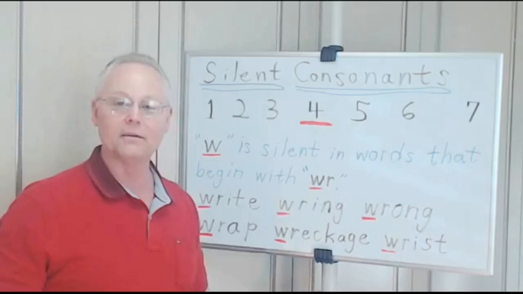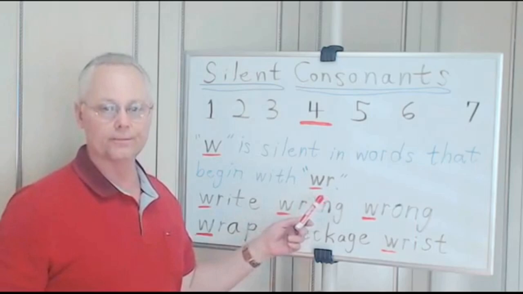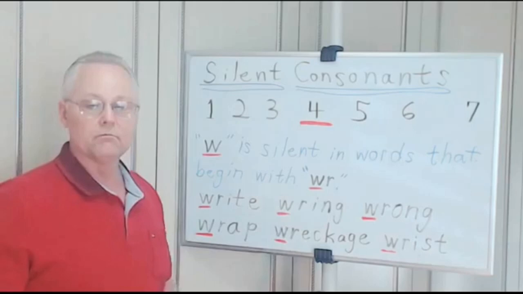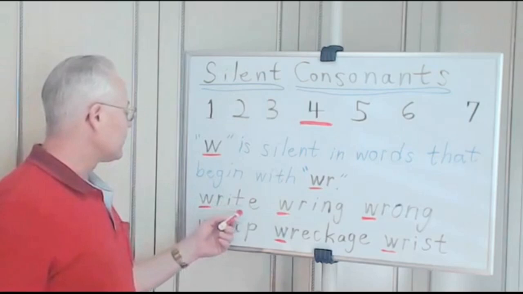W is silent in words that begin with WR. We have the two letters WR side by side at the beginning of a word. That W is silent, so we're going to pronounce it with just the R sound: ruh. Now W and R are both consonants. Both consonants. The first word we're going to look at, right.